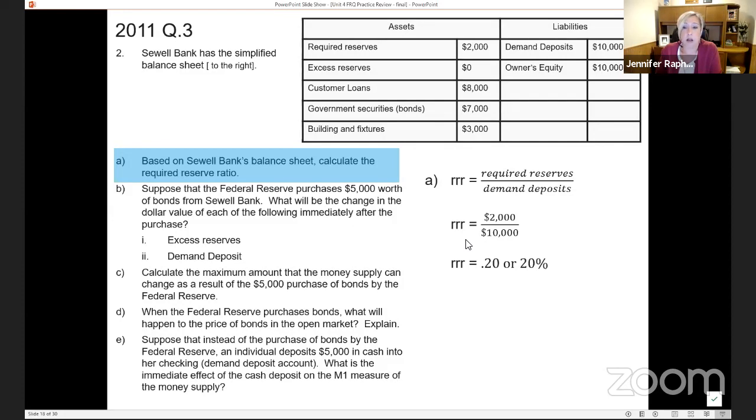Okay. A lot of times you're given the reserve requirement and the demand deposits, and you have to figure out how much is the required reserves. This is asking you to do something a little different.